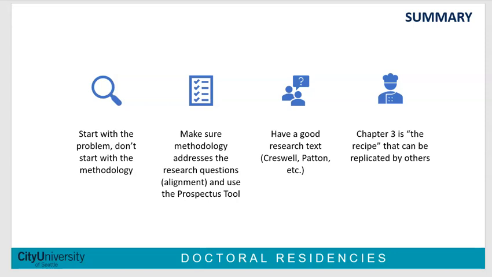Make sure your methodology addresses the research questions. Again, alignment, so use the prospectus tool. You want to have a good research text, whether that's Creswell, Patton, etc. Have something that grounds you in the basics of research, and not just have one, have 2 or 3. Remember, Chapter 3 is the recipe that can be replicated by others. That's why Chapter 3 is one of the most difficult parts of a dissertation, because there's so much detail in there and it has to be right. The precision of how you write in Chapter 3 is critical.